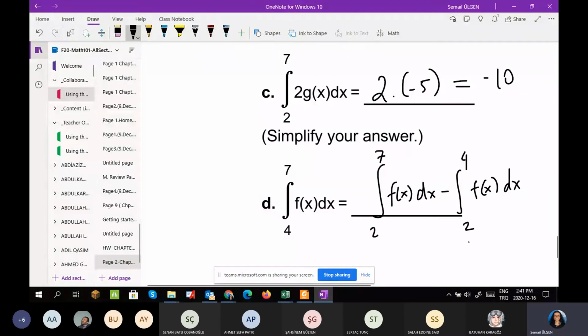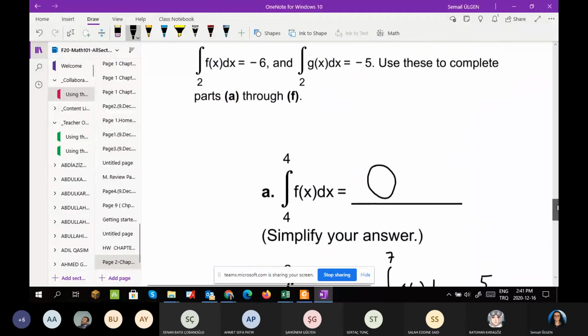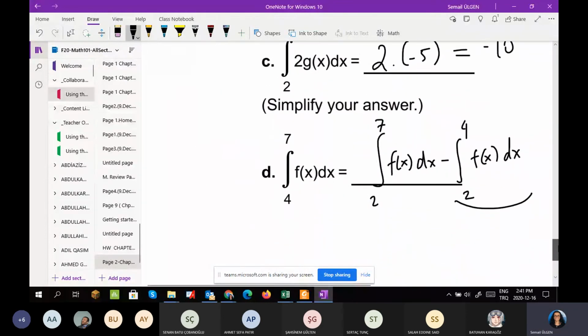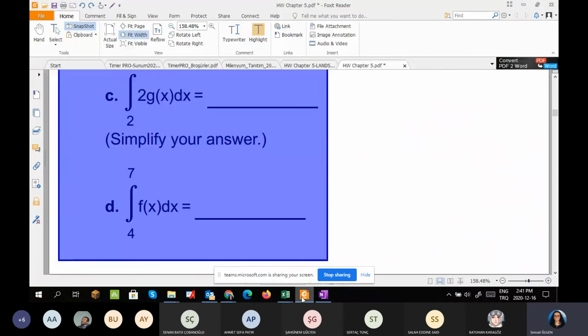Okay, so I think this was a -6 and the other one is -7, I guess. Let me double check. -5 and -6. Okay, -5 and -6. So this is -5. This is -6. So the answer is going to be -6 plus 5, which is -1. Okay, that's it. If you have any questions, let me know.